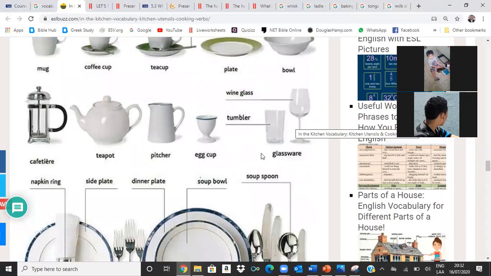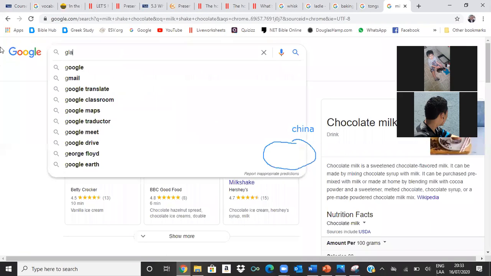Glassware, ¿qué quiere decir glassware? Se está hablando de una categoría. Nosotros simplemente le decimos china, refiriéndose a todo lo que es de vidrio. But glassware, la palabra ware quiere decir como variedad, ¿ok? So, for example, if I go to Google and I put glassware, me va a salir diferentes cosas.